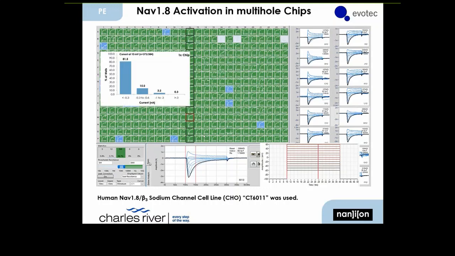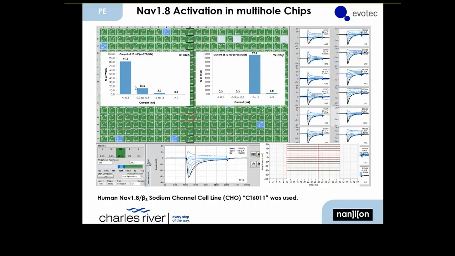But in the first place, we started out with a single hole chip, and we observed that only a very small fraction of the currents were in a window where you would say this is good enough for screening of compounds. So in this case, we provided a new type of chip for Evotec, and with this 9-hole chip, we could boost the currents towards levels of -1 to -3 nanoampere, and that is good enough to test the compounds.